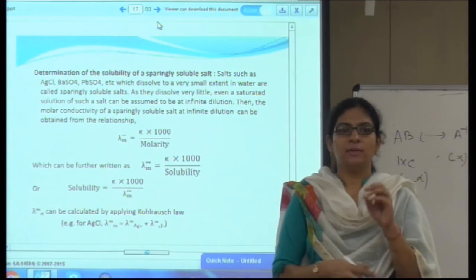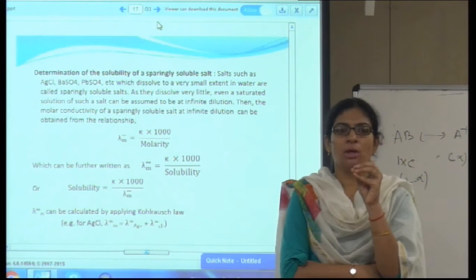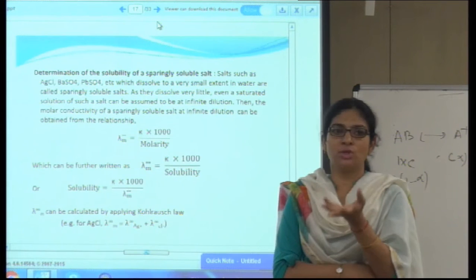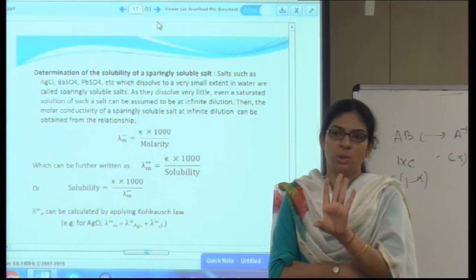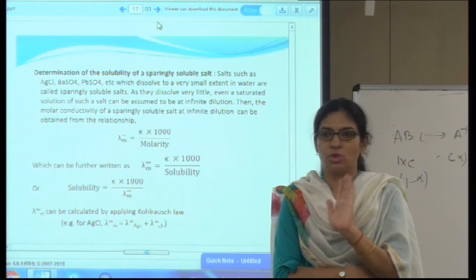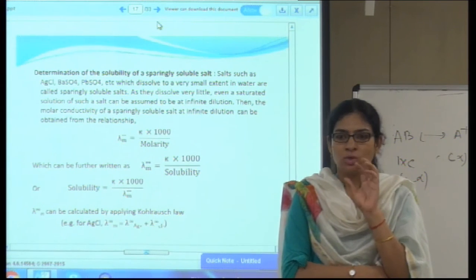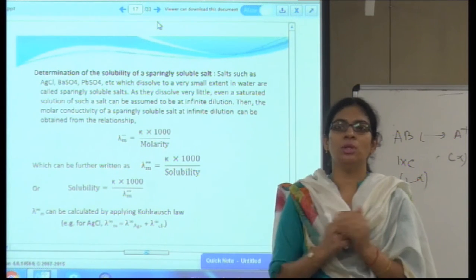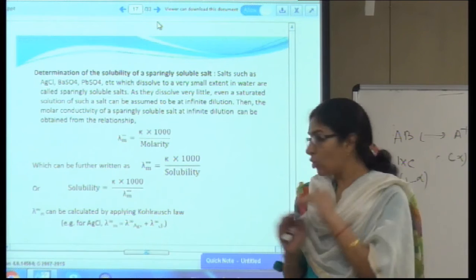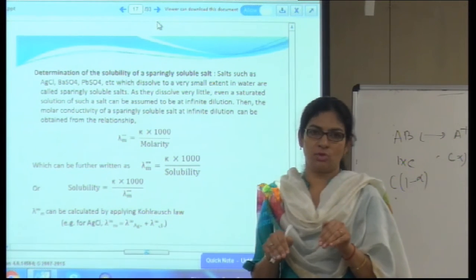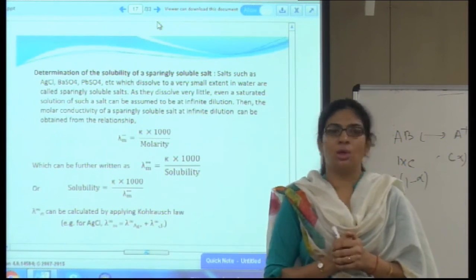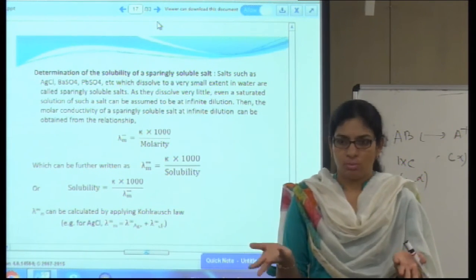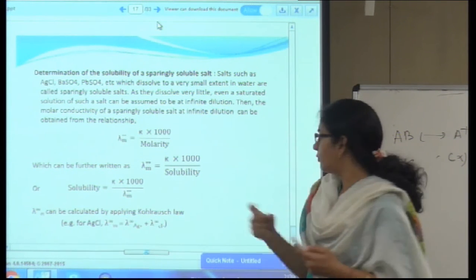But see, for sparingly soluble salt, only a very little amount can go into the solution. It means whatever amount has gone into the solution is its saturation limit only, right? So if it is its saturation limit, you can assume that the concentration is equal to the solubility itself. So molarity is equal to the solubility in this case, because you cannot dissolve more solute into that. Therefore these two terms are equal.